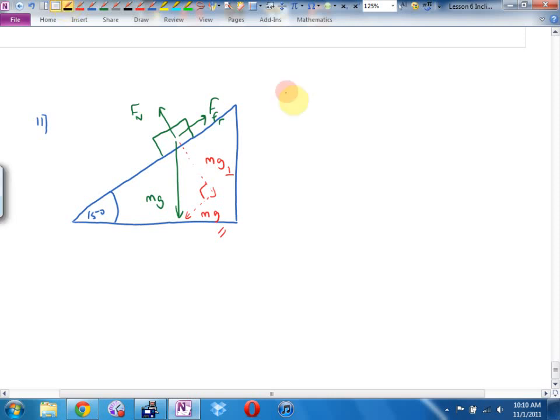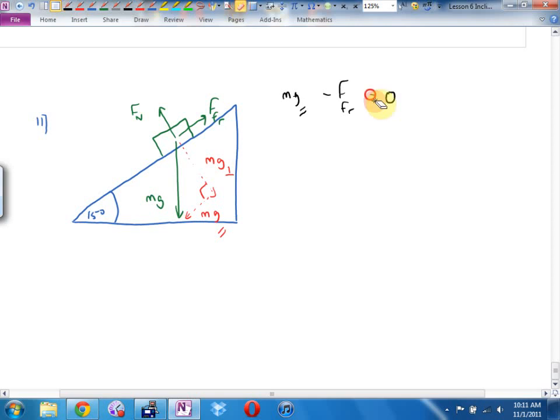I'm going to call mg parallel, because that's what's pulling it down the hill, minus friction. And Brett, why does that equal zero? Because the mass is not accelerating, it's stationary. So I know that the net force is zero. And I heard you say because they're the same.